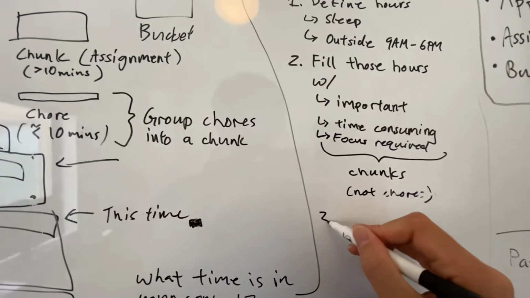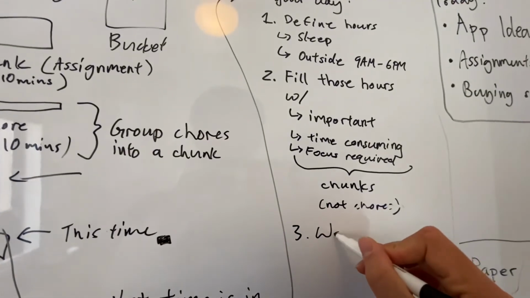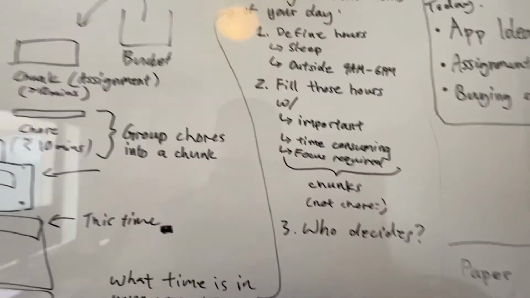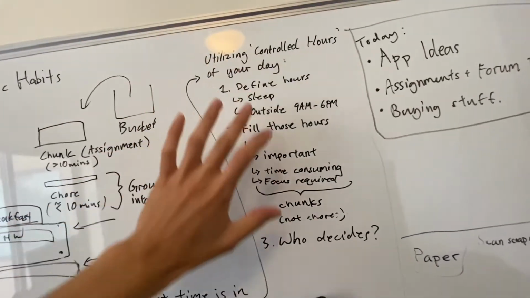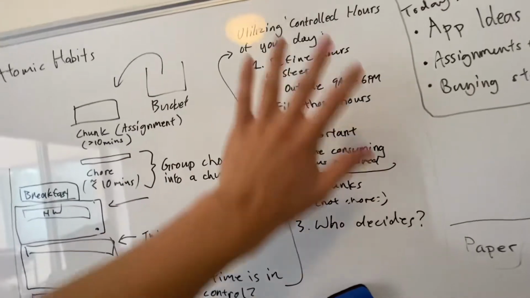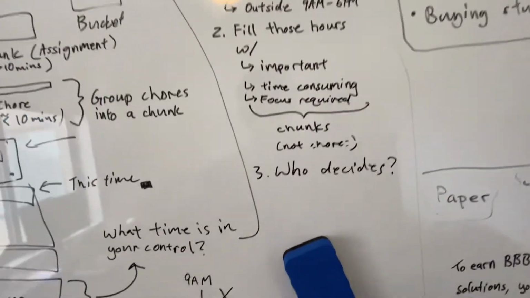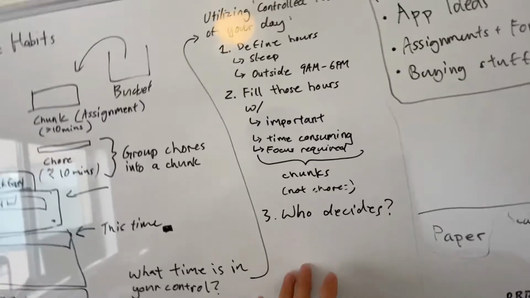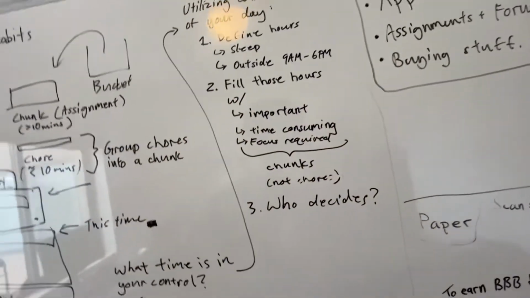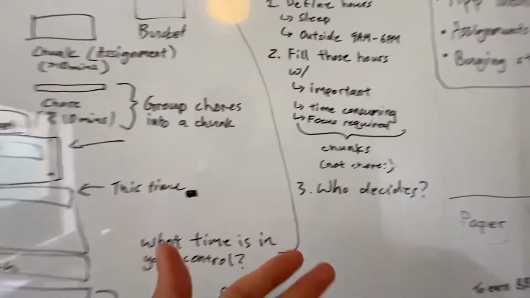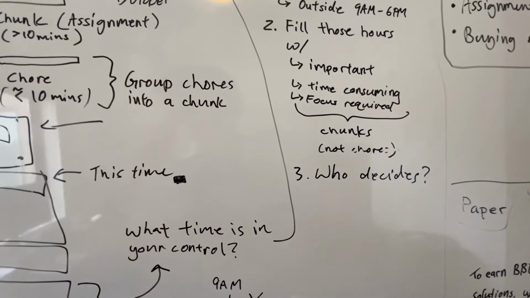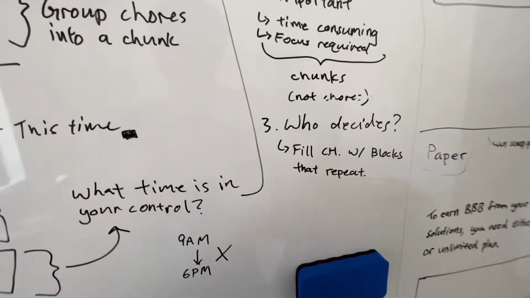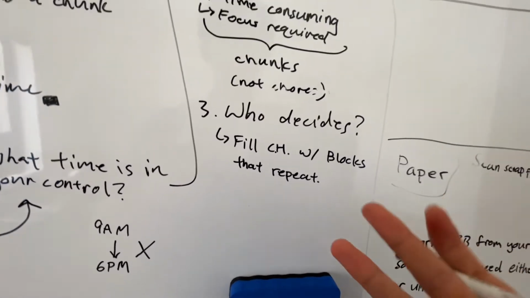And then it comes down to the third step, who decides. I want the app to help utilize your controlled hours to a maximum, but who decides? Because it should be the user, right, who fills the hours. But yeah, how would I make the app assist someone to do that? And it is now time to sit down and think again. I'll get back.